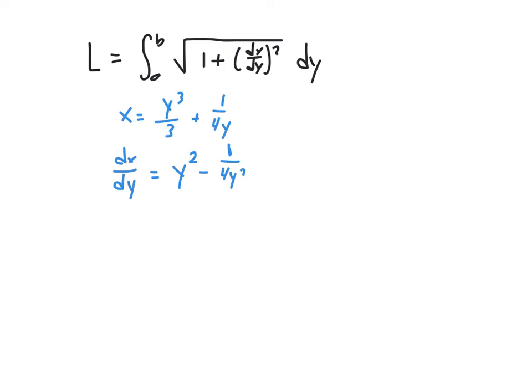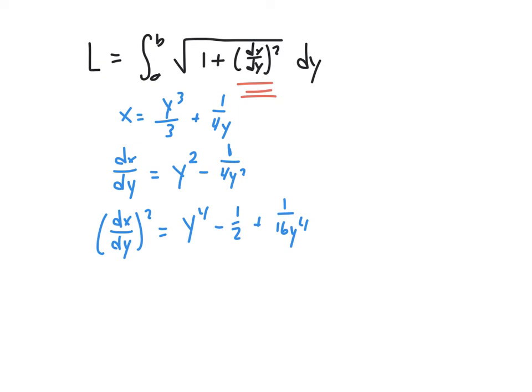And once I compute that, just to get myself a little more organized, I'm going to go ahead and square that derivative. So dx over dy squared is y to the 4th. Ooh, the y squared's cancel. There's 2 of those, so that's going to be minus 1/2 plus 1 over 16y to the 4th. So this is the derivative squared, and that's going to end up getting plugged into the formula right there, and we'll add 1 to it.